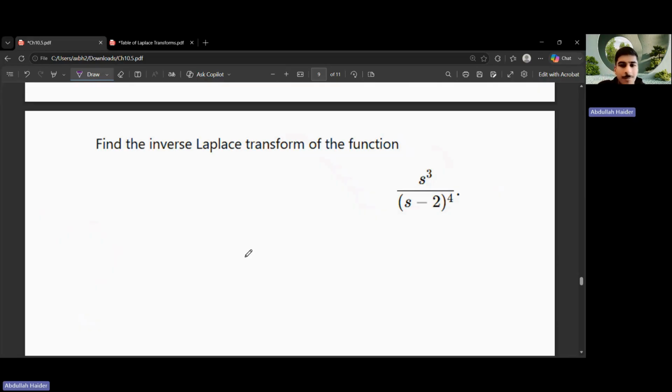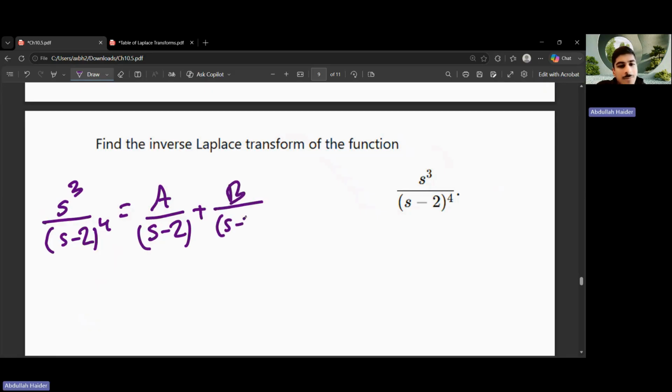Okay, I got it. Since you have an s minus 2, you can do this like s cubed over (s minus 2) to the power 4. It is the same as A over s minus 2, plus B over (s minus 2) squared, plus C over (s minus 2) cubed, plus D over (s minus 2) to the power 4. And you know the rest of the drill.